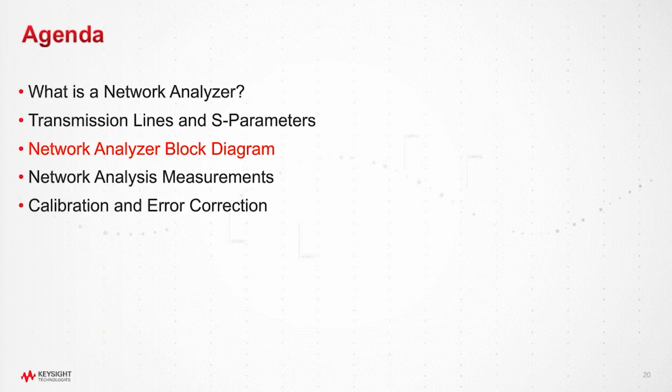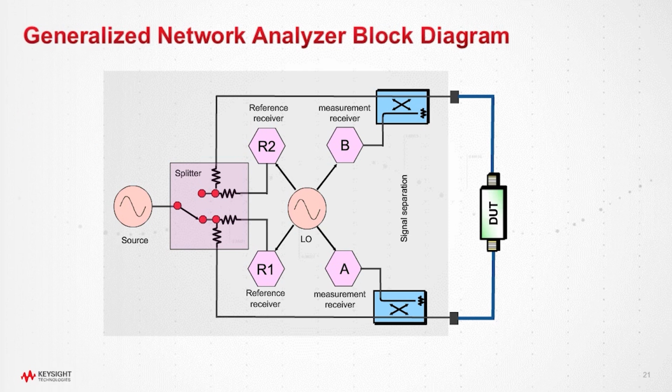So now that we've gone over a lot of the theory, let's look at the network analyzer block diagram and see how this all works. Here's a high-level network analyzer block diagram showing the key elements. We have a source for the RF signal, we have directional devices to separate incident and reflected signals, and we have receivers for measuring signals.